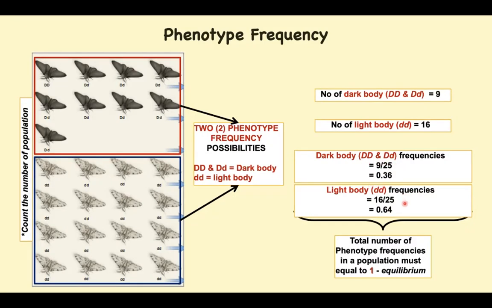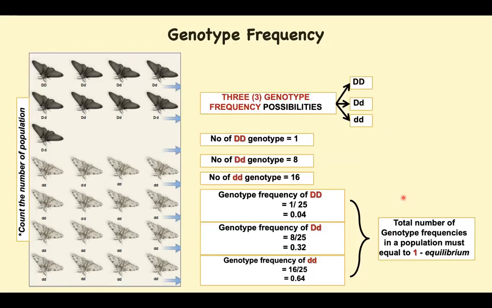So you get the light body frequency. Okay, so this is phenotype frequency. Next we go on into genotype frequency. Okay, contoh kalau macam kat sini pula, there are 3 genotype frequency possibilities. Sama ada D besar, D besar, D besar, D kecil, and D kecil, D kecil. So this is genotype frequency. Okay, homozygous dominant, heterozygous, and homozygous recessive.